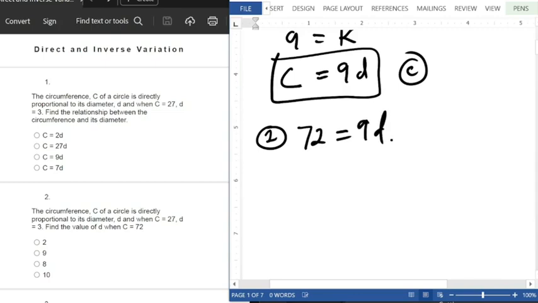So it is D that we're looking for. We divide both sides by 9. So 9 cancels 9. Then D becomes what? 8. So 72 divided by 9 is 8. So that is option C as well.